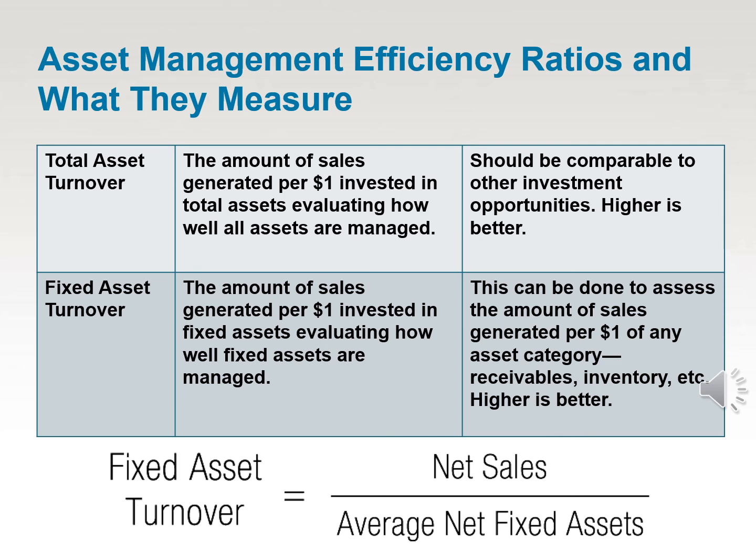And finally, the last formula for this PowerPoint, the fixed asset turnover ratio, is calculated by taking our net sales and dividing it by our average net fixed assets. Net fixed assets are our assets minus our accumulated depreciation.